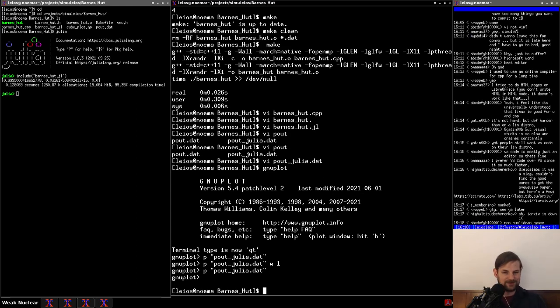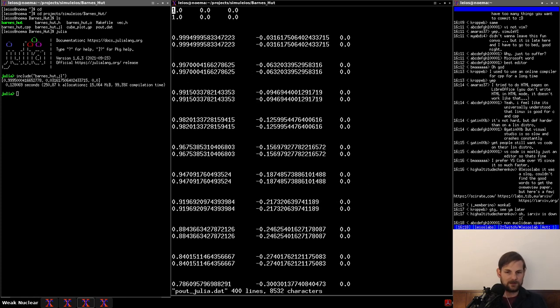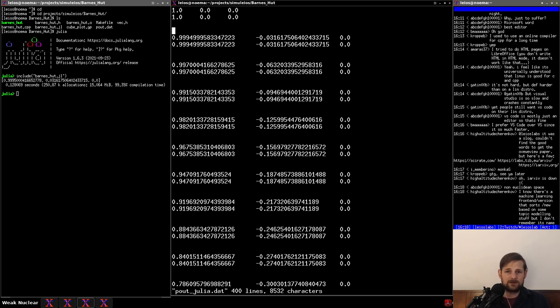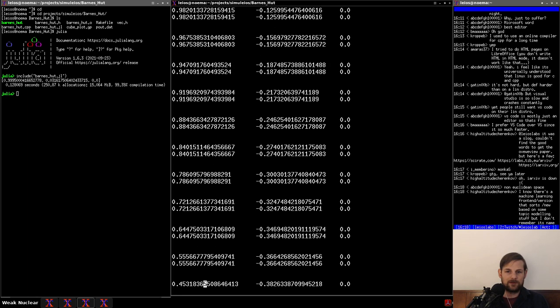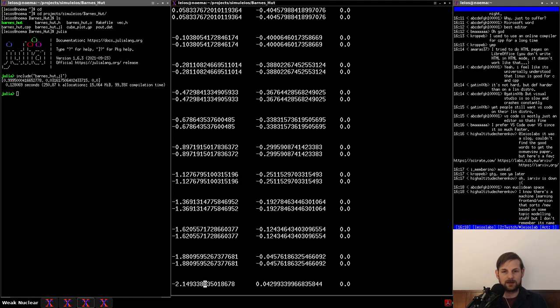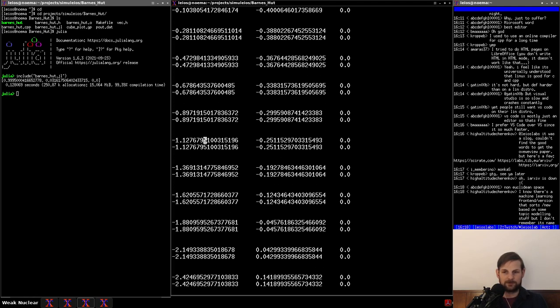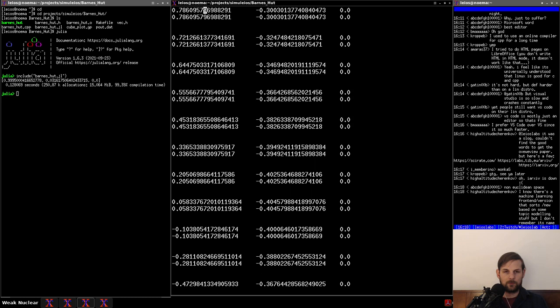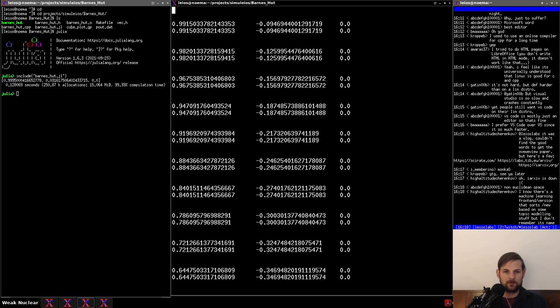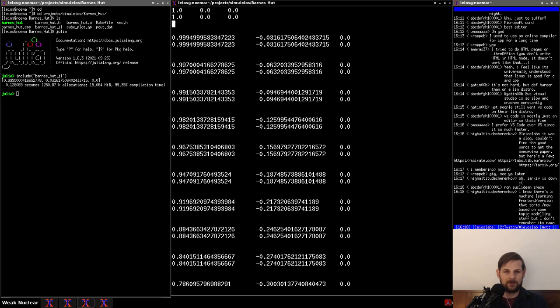Okay, one second. Let me just do Control D here. vi pout julia.dat. We have three columns. What is the third column? This must be the XYZ location. It must be the XYZ location of two separate particles. So, right, why are they the same value though? I don't know. Okay, let's just see what we got here.